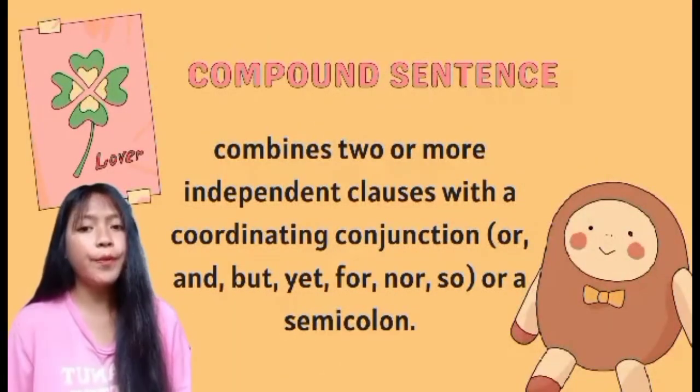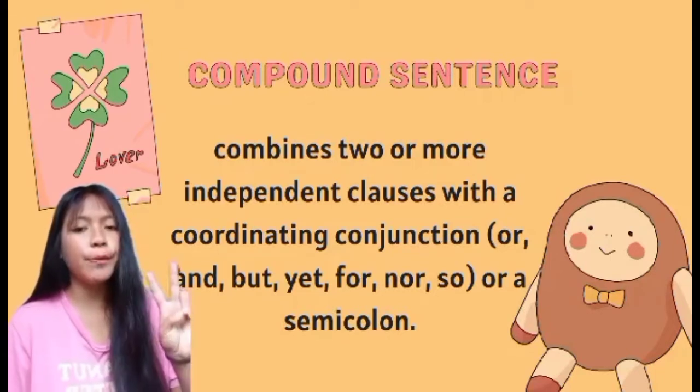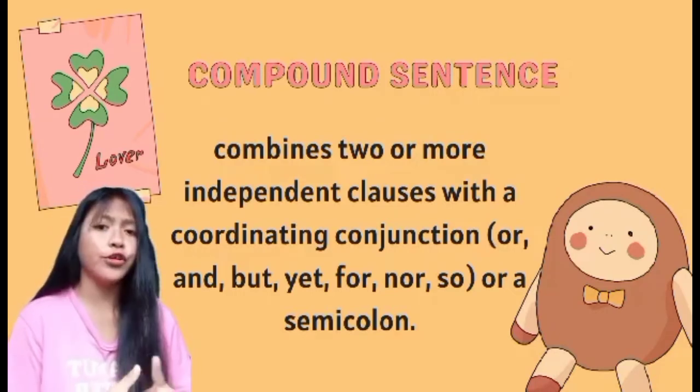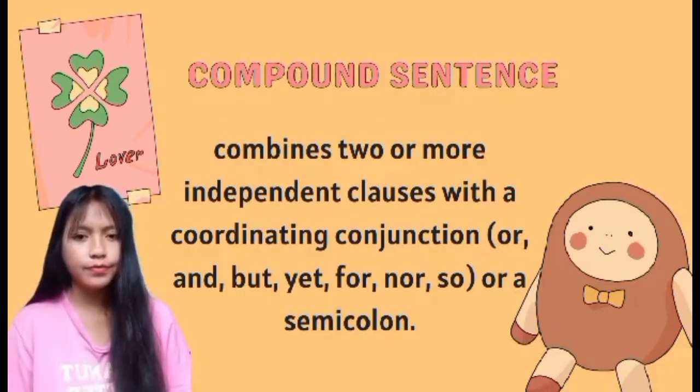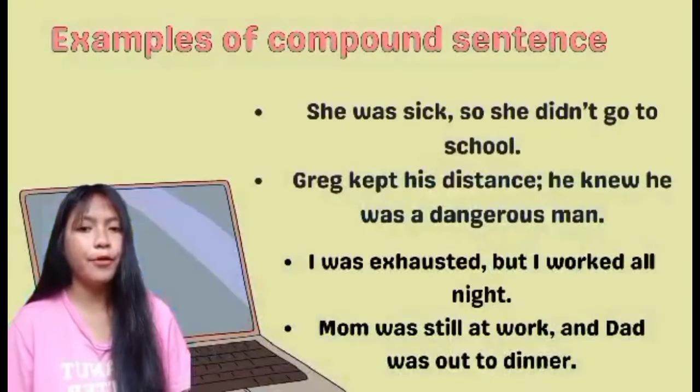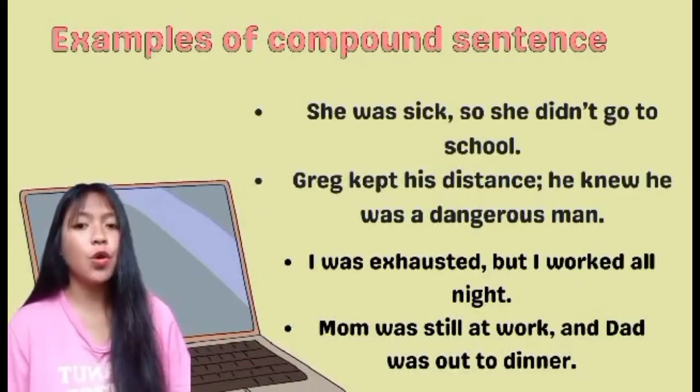Second one is compound sentences. The compound sentence combines two or more independent clauses with a coordinating conjunction, or and, but, yet, for, nor, so, or a semicolon. Here are some examples. She was sick, so she didn't go to the school. So the coordinating conjunction here is so.